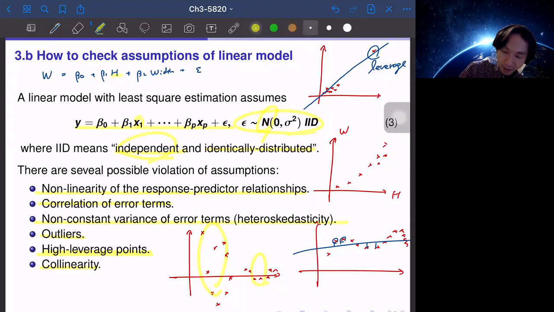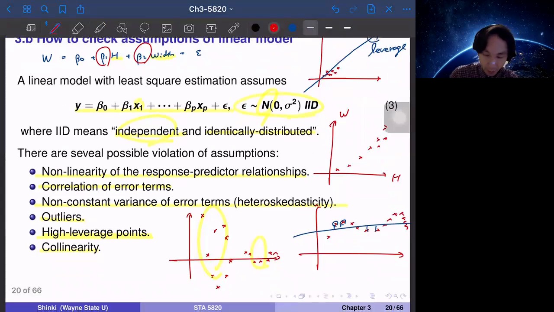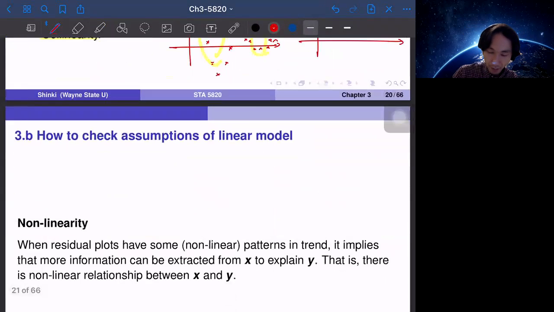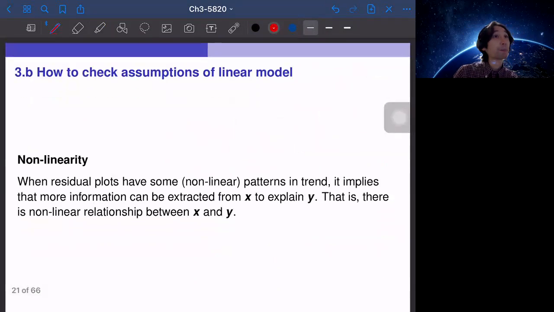Then, okay, so this and this are very similar variables, almost proportional. So it's really hard to distinguish how much H contributes to explaining W, or how much the width explains the W. So we have to think about these problems when we estimate the parameters.